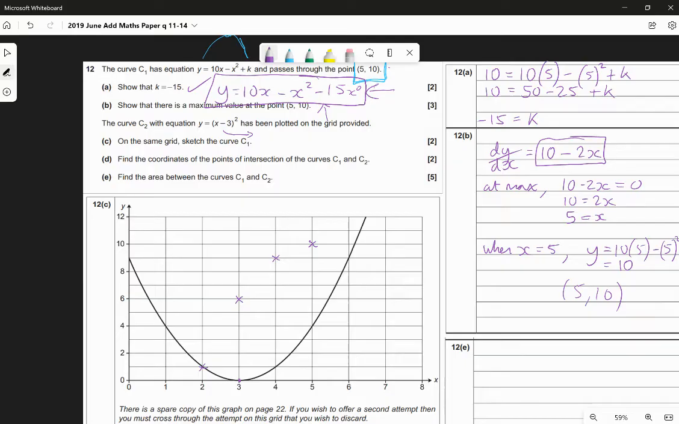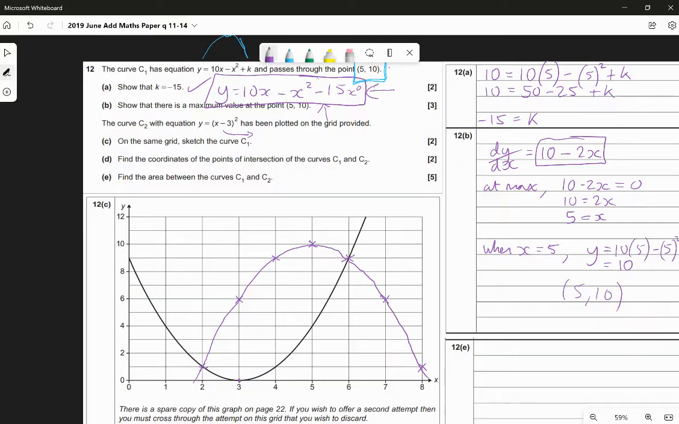5 gives me 10. And since that's the maximum point and quadratics are nicely symmetrical, 6 goes back to 9, 7 goes back to 6, and 8 goes back to 1. So it's nicely symmetrical either side of the maximum point. And I will sketch that, hopefully a nice smoothish curve. Apologies for my terrible drawing. And there it is. Okay, I think I would get full marks for that.